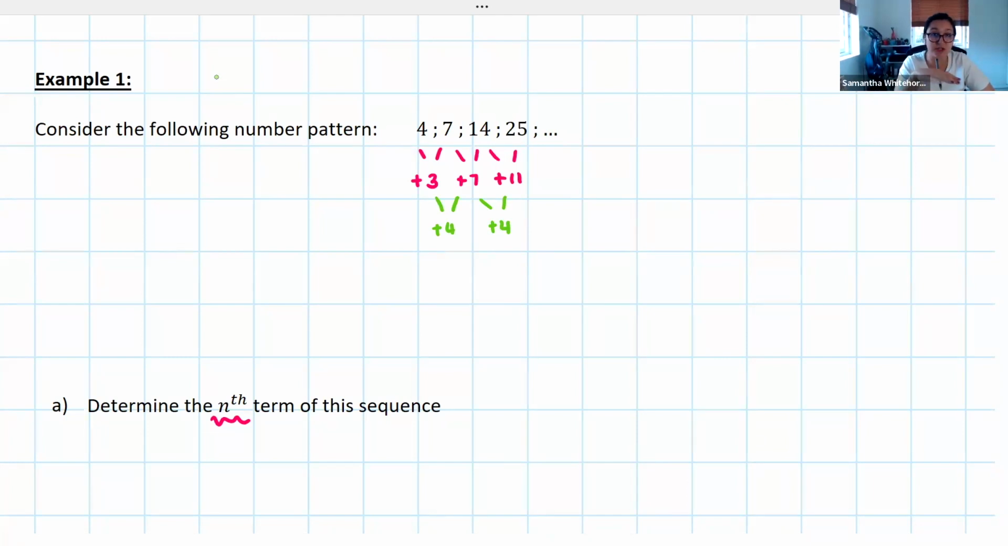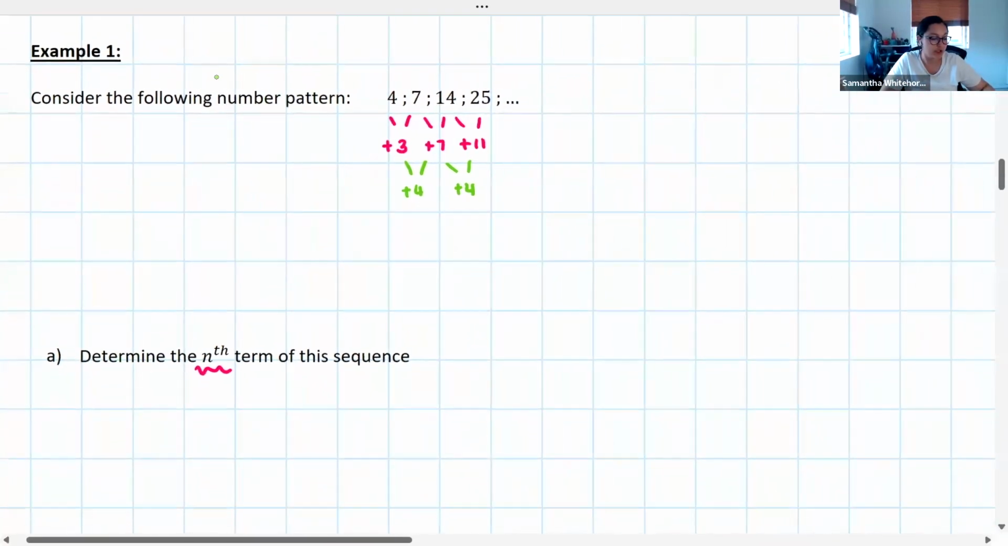So that's the first thing I do with any number pattern, whether it's linear, quadratic, geometric. I just figure out what's going on. What am I adding? What am I subtracting? Is there a ratio? Is it constant first differences, constant second differences? Because all of this information helps me to answer the questions later on.